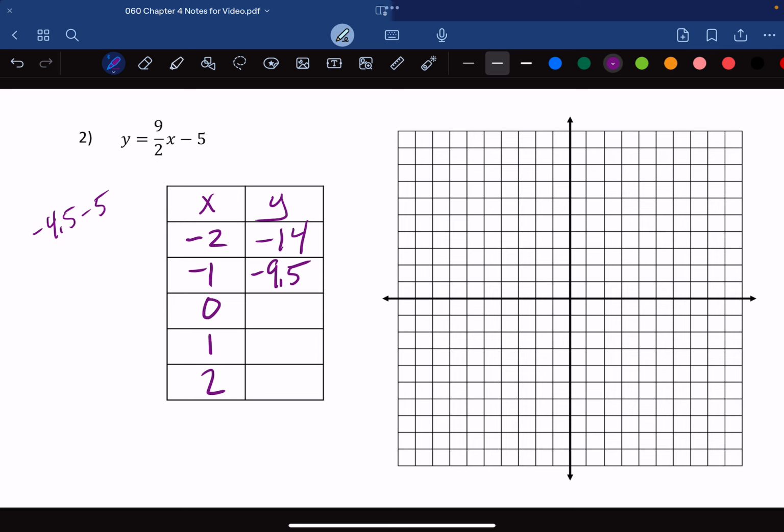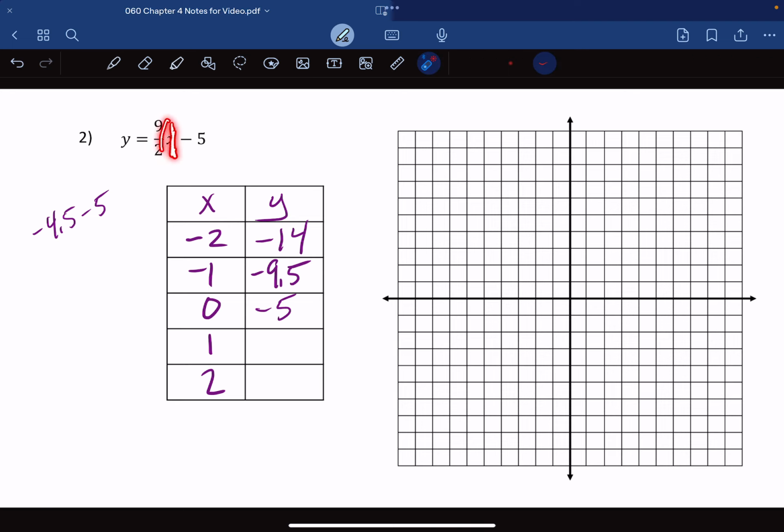If you're trying to graph a fourth or a third or something like that, that might not be something we want to do, but a half's not too bad. Next one is 0. 0 times anything is 0, so this is 0 minus 5 is -5.